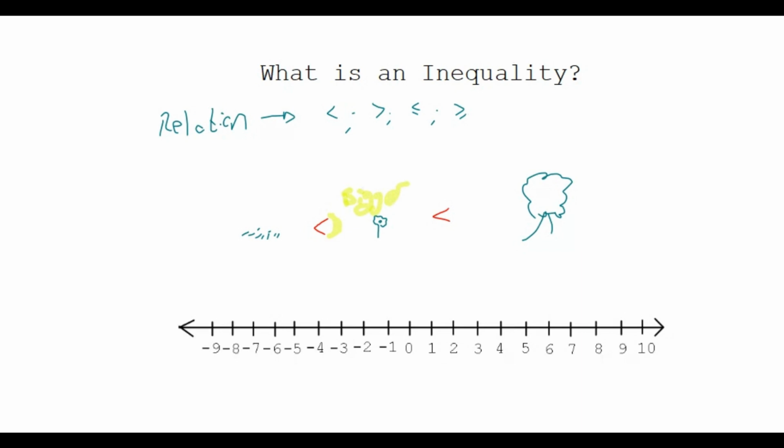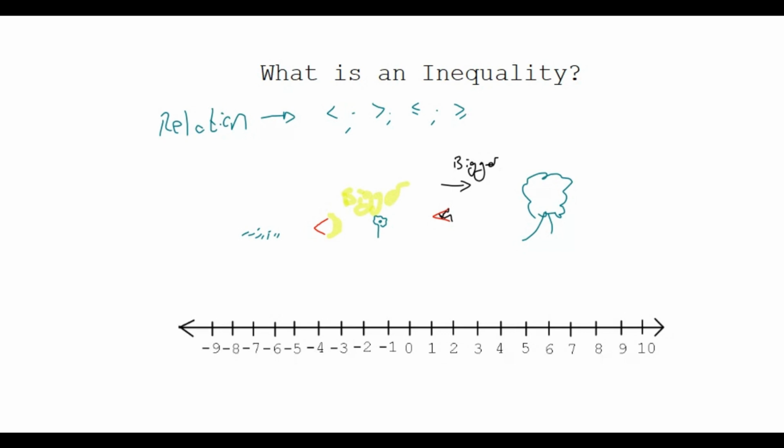Alright. Now, how we can memorize that is, imagine it's like a crocodile. A crocodile always wants to eat the bigger thing. So if the mouth is facing something, that means it is hungry and it wants to eat that thing. So whatever's on the side of the open mouth is bigger. Alright. Now, that's just how we place the sign itself.